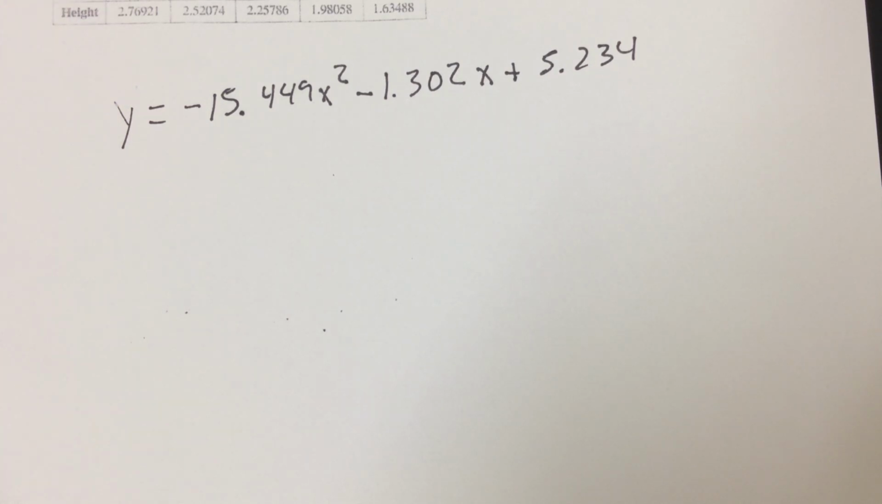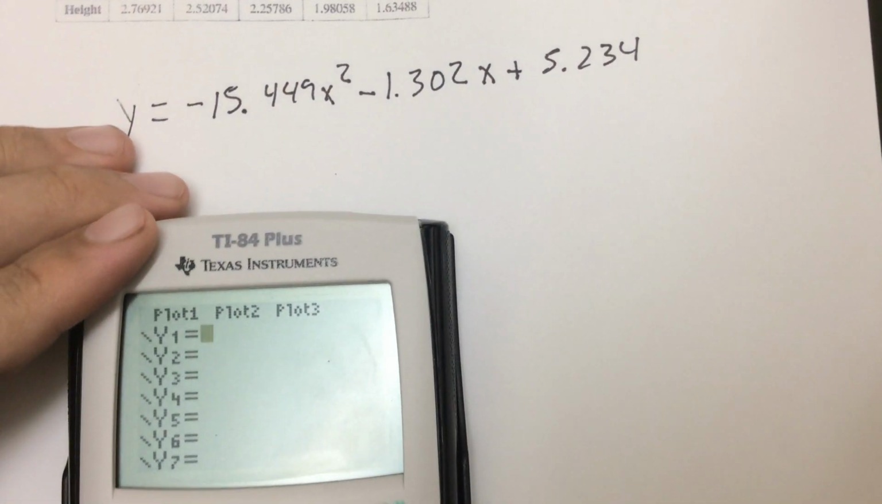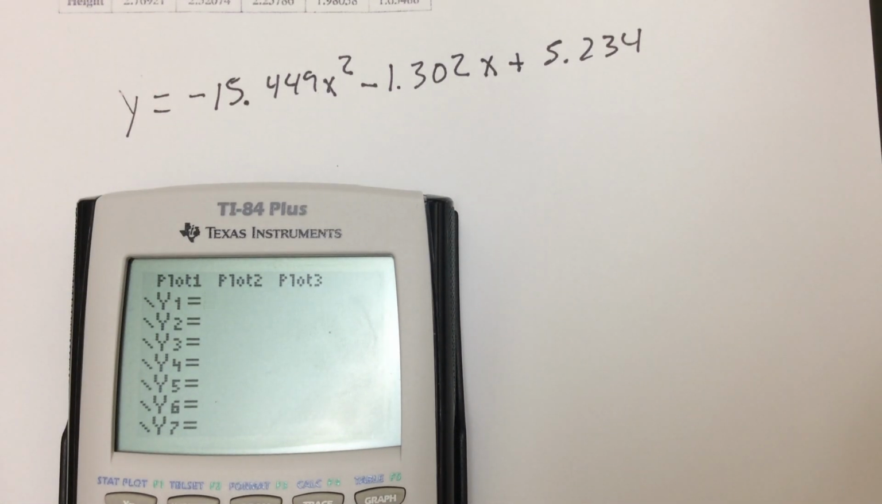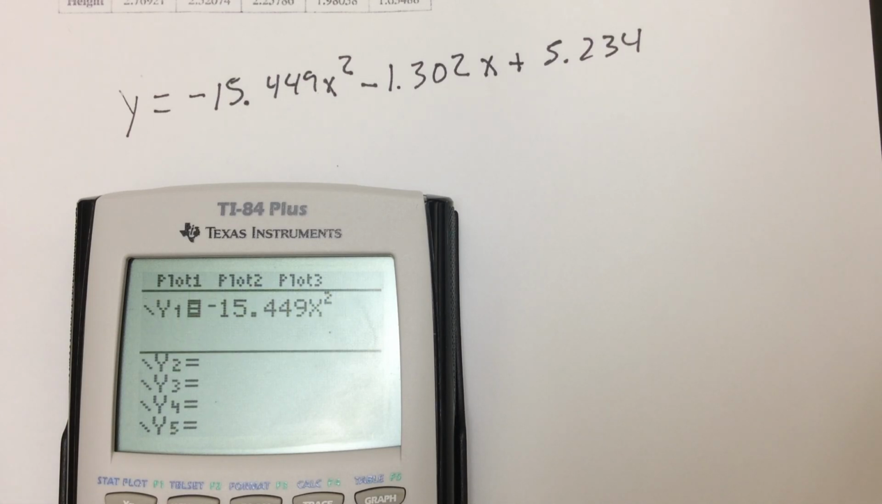So again, if we go ahead and hit y equals now, and we put that equation in, in your y1, we're going to do negative 15.449x squared minus 1.302x plus 5.234. And again, we're going to go up here to plot 1.